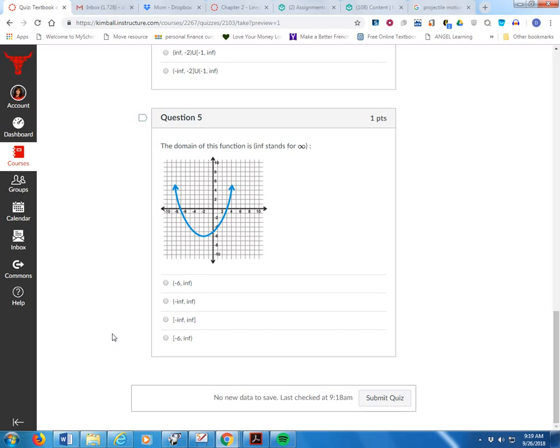Okay. That's what I put, and then it changed my answer because it took so long to load.